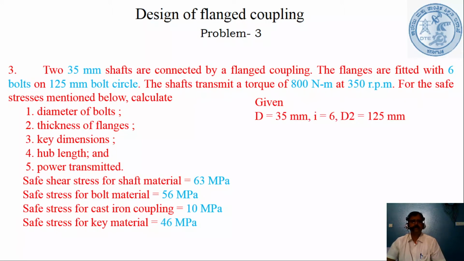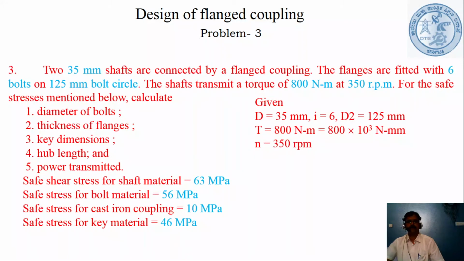Now d is 35 millimeter. I is the number of bolts, that is equal to 6. D2 is the bolt circle diameter, 125 millimeter. And the torque transmitted by the shaft is 800 Newton meter. Convert that 800 Newton meter into Newton millimeter, that is 800 into 10 raised to 3 Newton millimeter. Next, N is equal to 350 rpm.